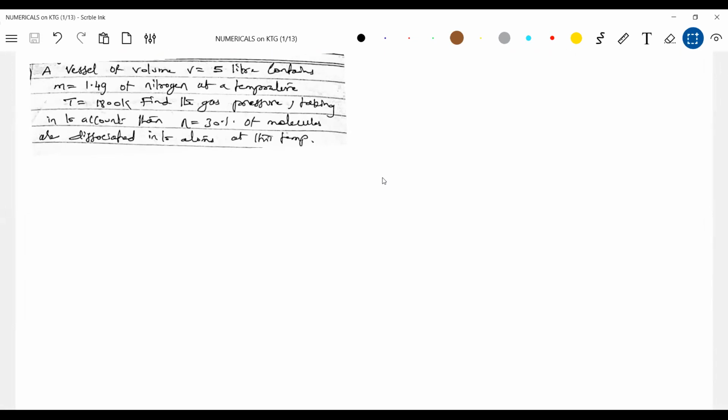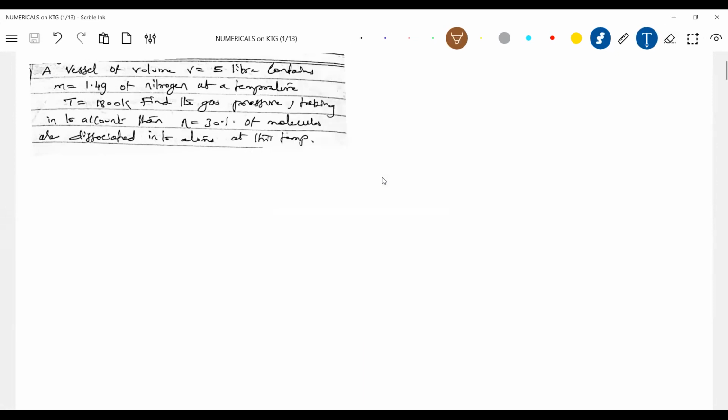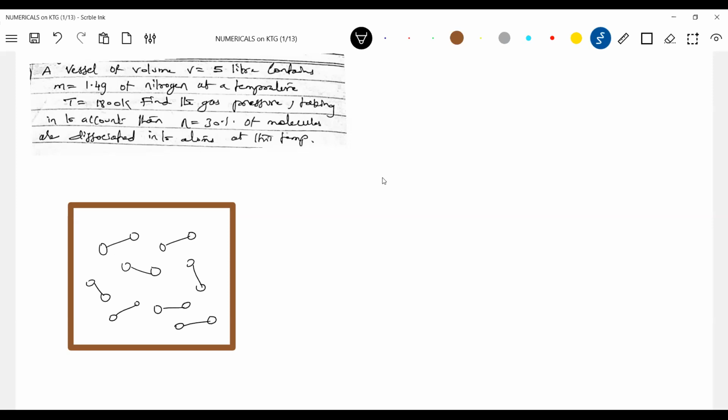Now, what is nitrogen? Nitrogen is a diatomic gas. We do have a container. It's a diatomic gas. Imagine you have this one. Whenever you say nitrogen, it's telling us it contains 1.4 grams of nitrogen.